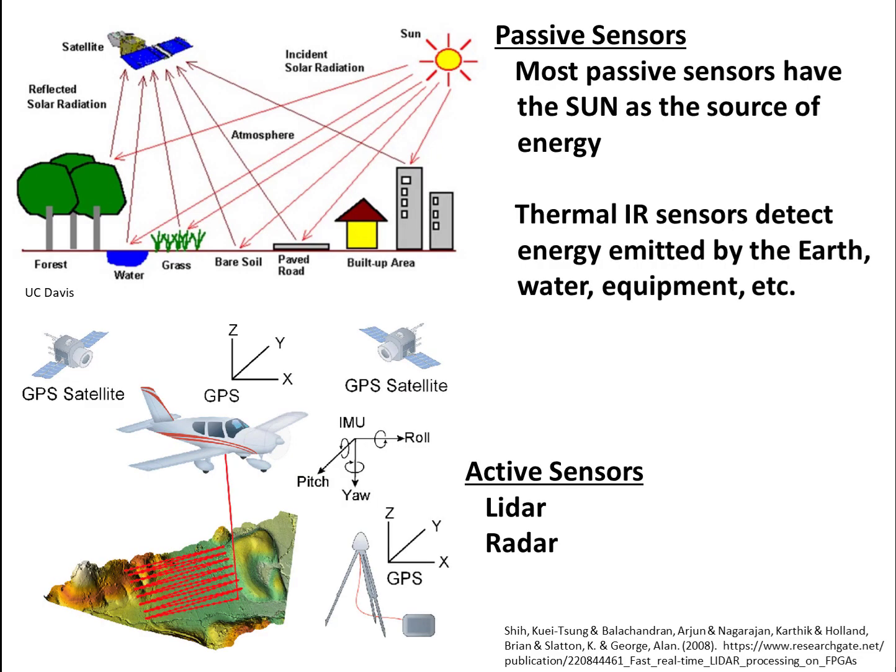In the upper part of this slide, we see the sun radiating down onto the earth. This is what is used by passive sensors. Most passive sensors have the sun as a source of energy, whereas thermal IR sensors detect energy emitted by the earth, water, and equipment. So if we have a visible light sensor up here in the satellite, the sun emits a full range of wavelengths, but the blue and the red are absorbed by the chlorophyll in the grass. Green is preferentially reflected back, and that's why we see grass as green. And down below, the active sensors have their own source of energy.